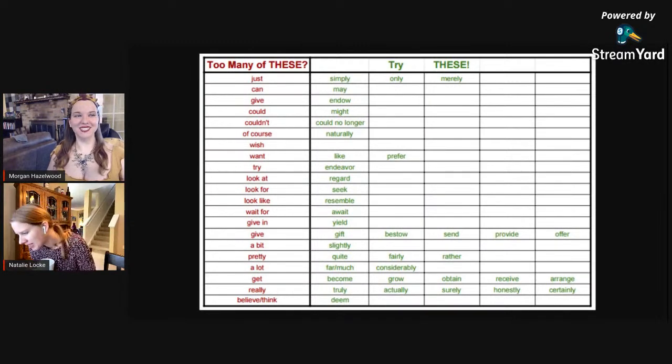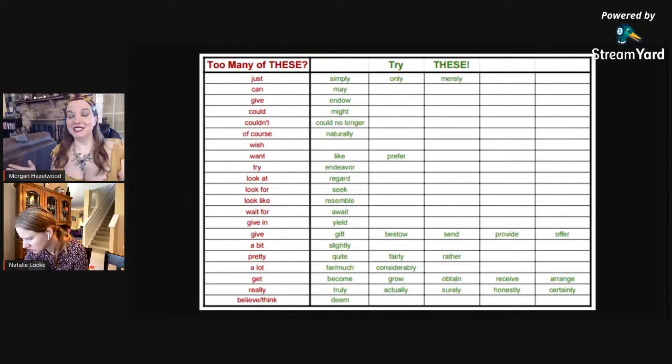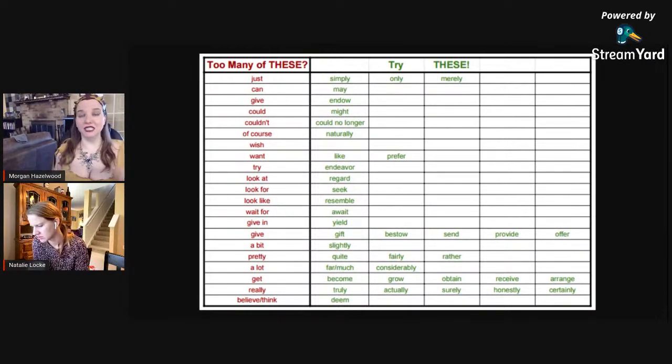Right. So I'm almost done with this chart. Let's see if we think of anything else. But I thought of a word that I don't think I see. But I'm going to hold on to it until you finish, just to make sure that I'm not crazy here. Getting something, maybe you're becoming or growing or obtaining or receiving something or arranging something. So obviously these are different instances based on what you're actually doing.